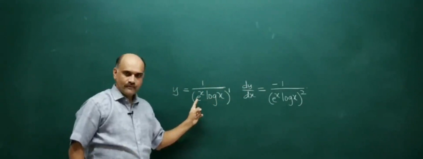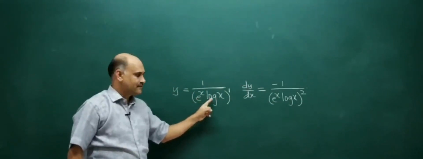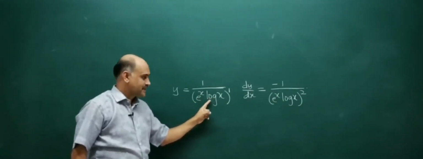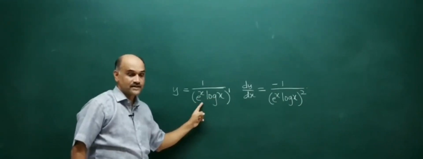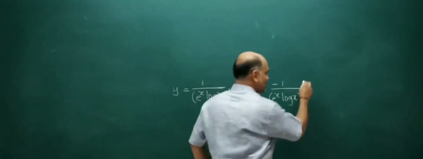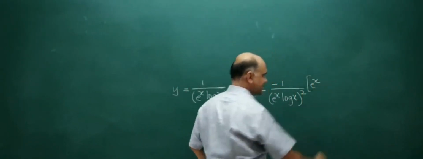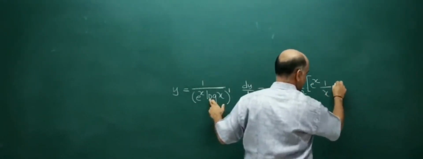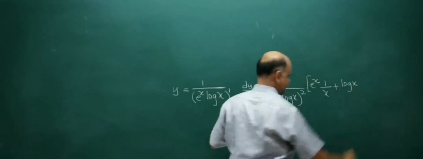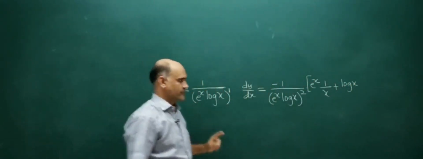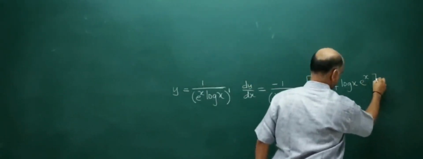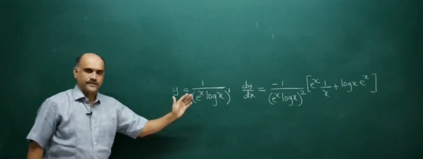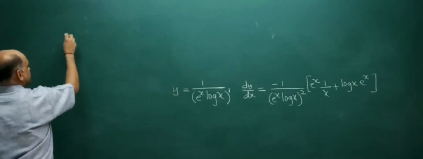Now here, while differentiating the bracket you are required to apply u into v, because multiplication is there and both are different terms. So you are required to apply u into v. e raised to x as it is, differentiation of log x is 1 by x, plus log x as it is, differentiation of e raised to x is e raised to x, bracket complete. Clear, students? Okay, again we will go for the next type.